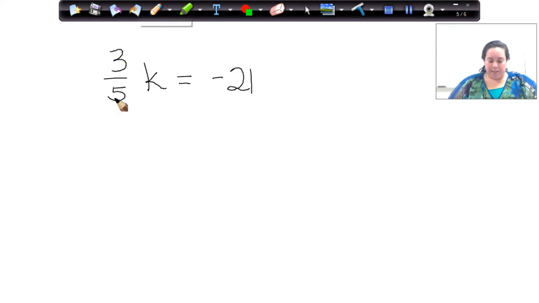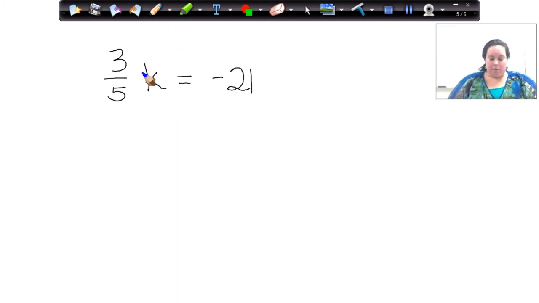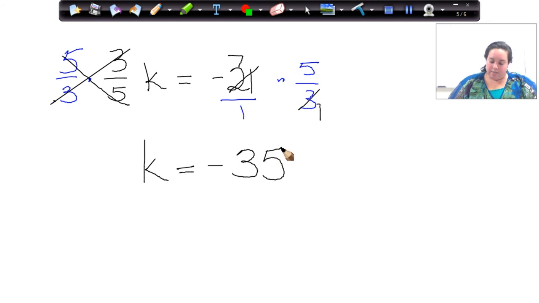What if we have it like this? 3/5 times k equals -21. Then what do we want to multiply by? Right, the reciprocal. It's still going to be the reciprocal because we're hoping to get rid of this fraction. So if we multiply by the reciprocal on both sides, the 3s and the 5s cancel out and we just have k, which was our goal. And here this can reduce, and -7 times 5 is -35.